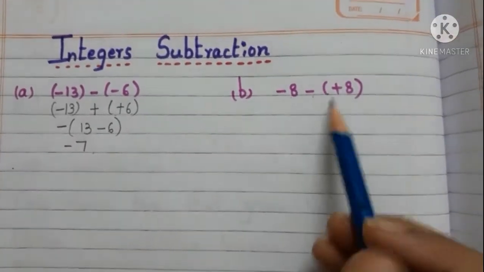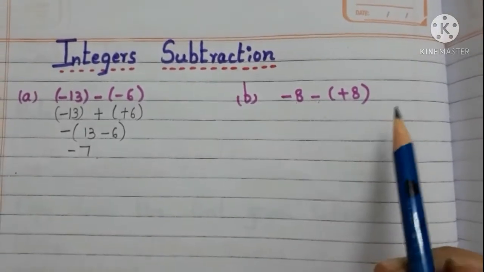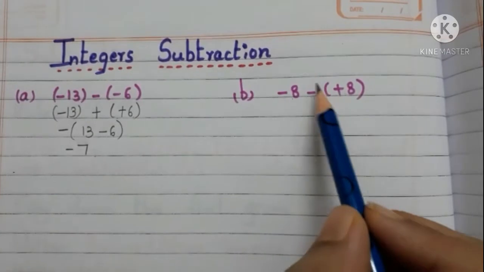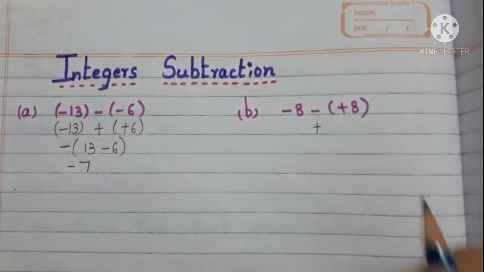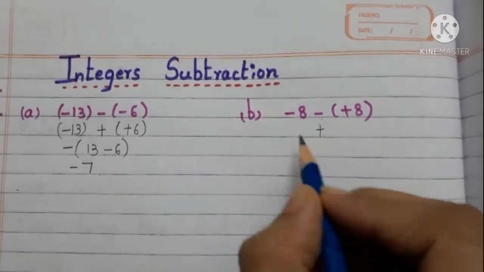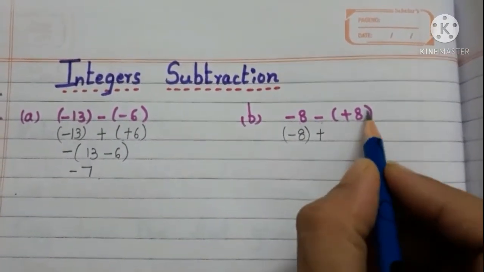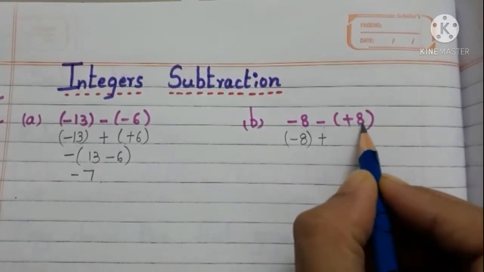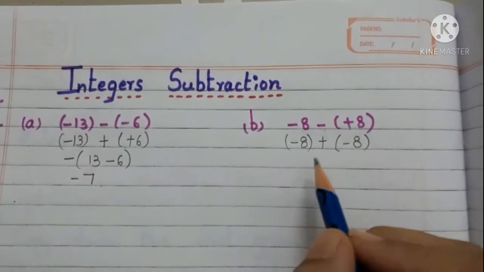Now let us go to B bit. Negative 8 minus positive 8. First what we have to do? We have to write the addition symbol instead of this minus symbol. Copy down the first integer, that is negative 8. Write the additive inverse of positive 8. It is negative 8.